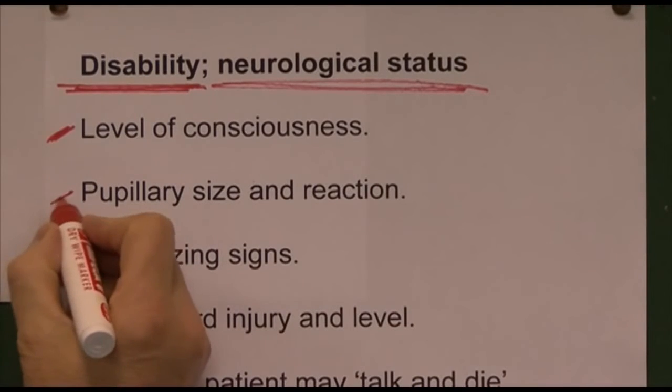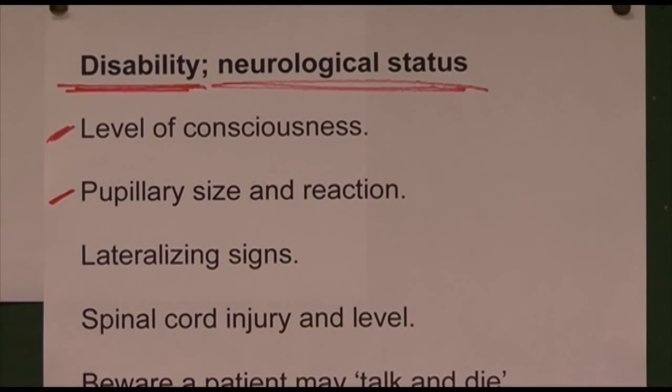Then the pupillary size and reaction, because this will tell us if there's compression of the oculomotor nerve, indicating intracranial pathology. First the pupil will become sluggish, then eventually it will become unreactive and dilated. And the dilated pupil occurs on the same side as the pathology. So if there's a left hematoma developing, it will be the left pupil which starts to dilate first. It's on the same side.